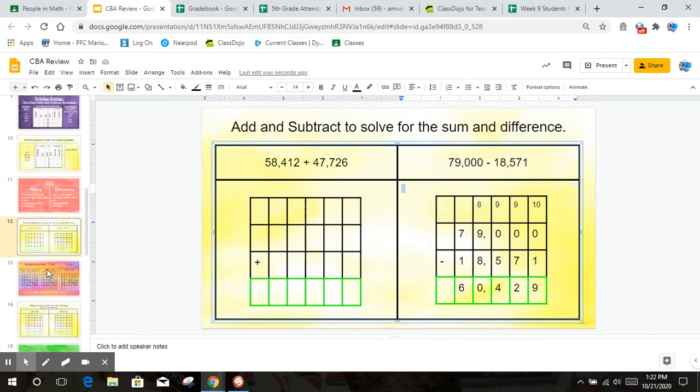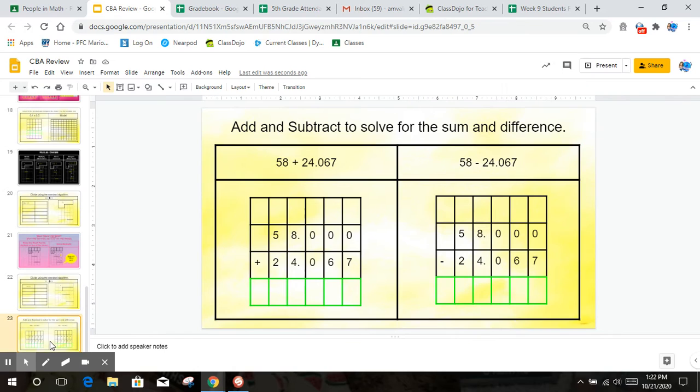Okay. I want to shoot over to this one. I didn't include this one in your slides because I forgot, so I'm so sorry, but it's not a big deal. This is something we've gone over already. 58 plus 24 and 67 thousandths, and then 58 minus 24 and 67 thousandths.